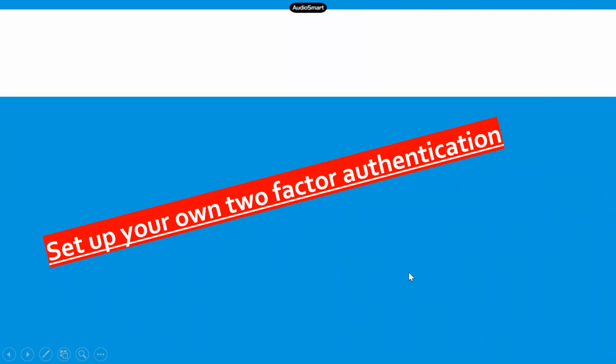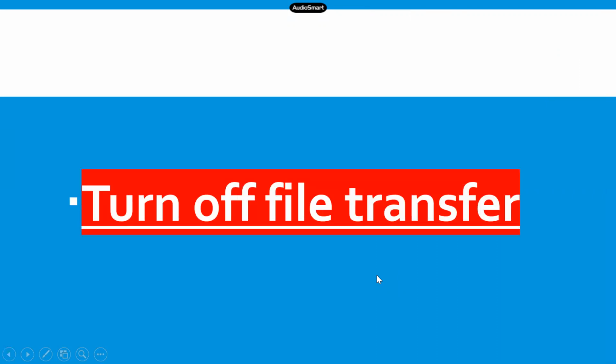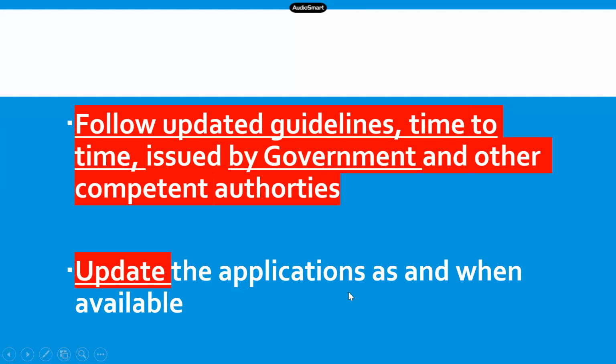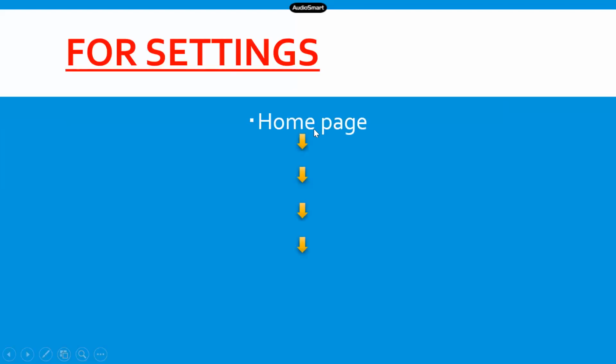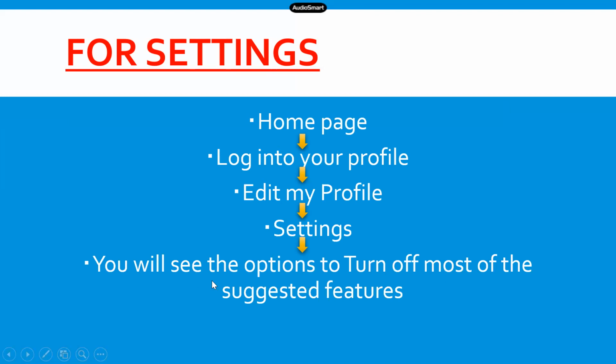Set up your own two-factor authentication, remove unwanted or disruptive participants, turn off file transfer, follow updated guidelines time to time issued by government and other competent authorities, update the applications as and when available. For settings, go to home page, log into your profile, edit my profile, settings, and you will see the options to turn off most of the suggested features.